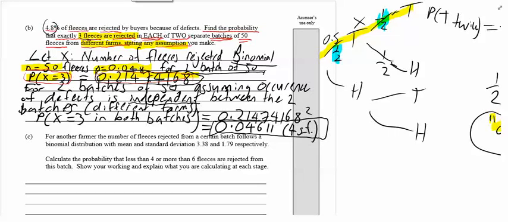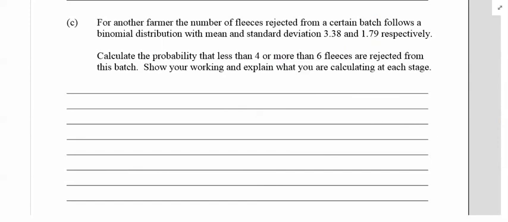So this is the final question of the 2014 mock exam for distributions for Lincoln High School. It is question 3C. For another farmer, the number of fleeces rejected from a certain batch follows a binomial distribution with mean and standard deviation 3.38 and 1.79 respectively.